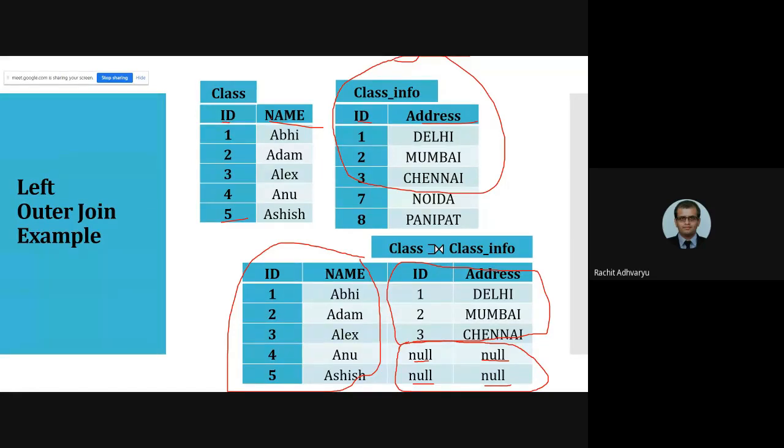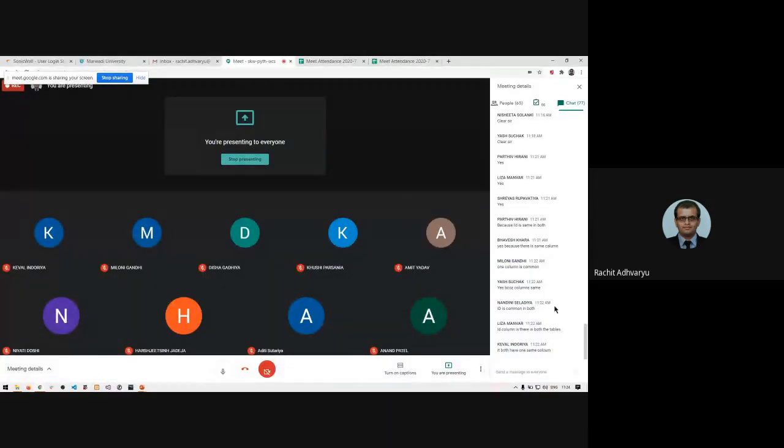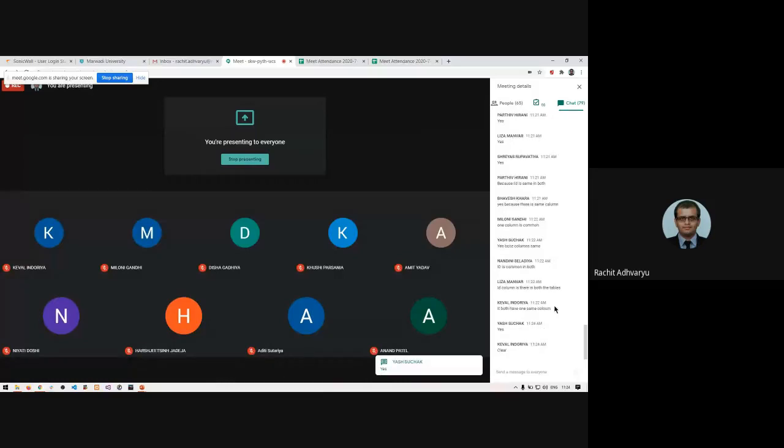Clear, guys? What is left outer join? Is it clear? We are not going to use it practically. It is just for the theory part: show all the data of the left table and put null wherever the data is a mismatch for the right table. Clear?